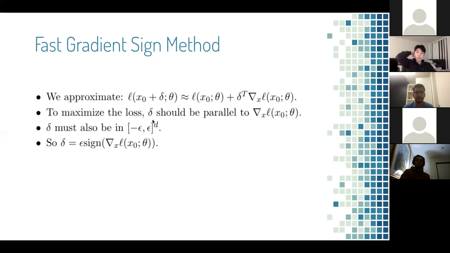To maximize the loss, you need to make sure that this quantity, delta transpose into the gradient, is as large as possible. That's the goal, right? If you want to maximize your loss, you need to make sure that these two vectors are parallel. And you are also subject to the constraint that every entry in delta should not be more than epsilon or less than minus epsilon, right?